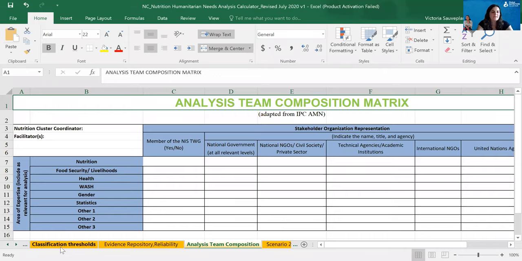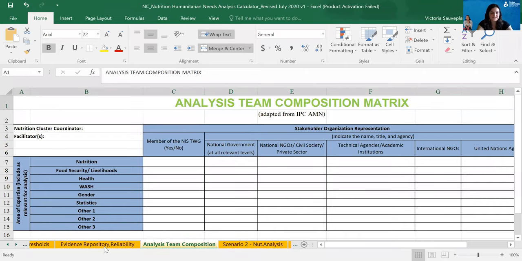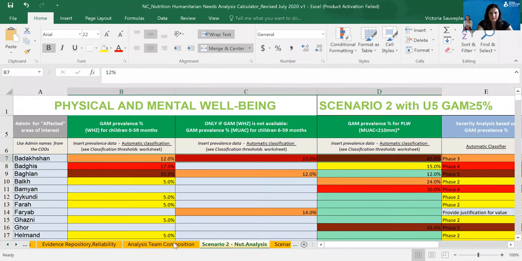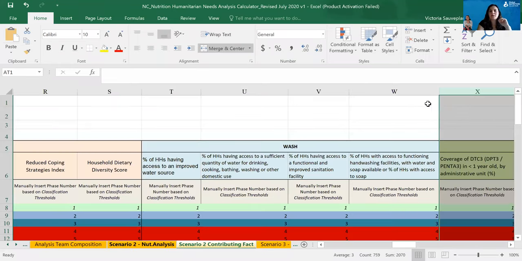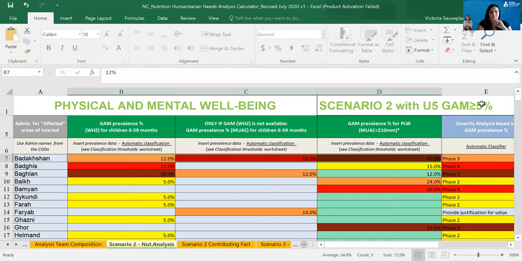So once we have our classification thresholds in mind, evidence repository, we're keeping track, and we know who's going to be part of our analysis team. Now we're going to move into specific scenarios. And what do those look like? So here we have, once again, scenario two is GAM, under 5 GAM above or equal to 5%. And what we did here was trying to streamline, once again, the thought process.